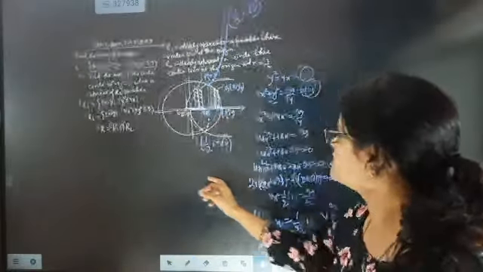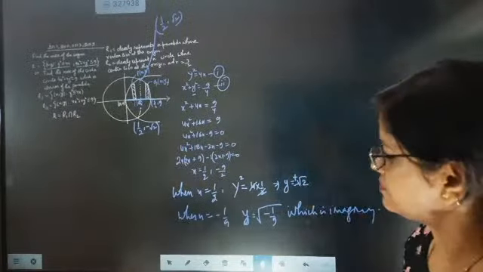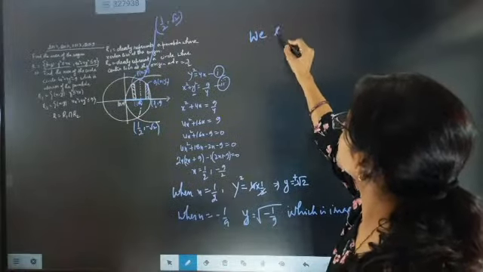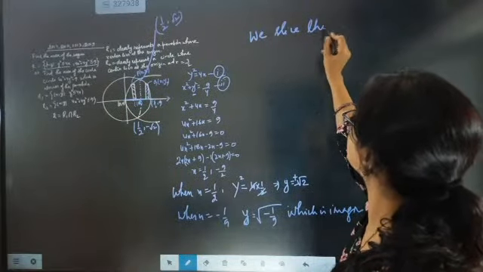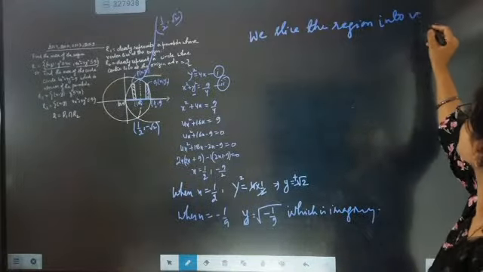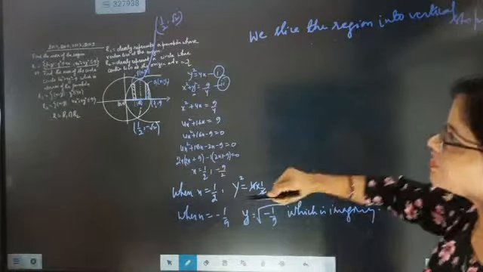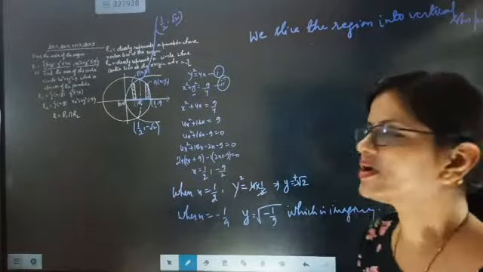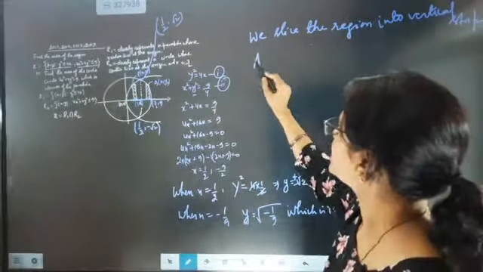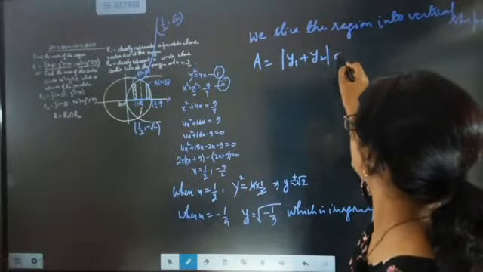Now for the axis division, we slice the region into vertical strips. Here nothing to write about. Length is exactly y2 minus y1. Here you cannot write y2 minus y1 directly, so the area you can directly write as modulus of y1 plus y2 dx.